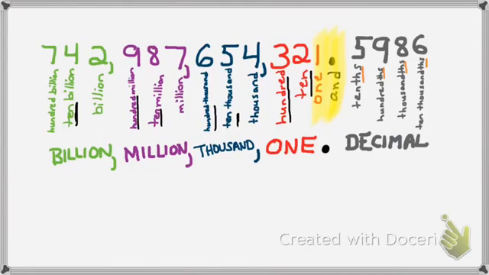And finally, we learned when reading the number, we focus in on our periods, ones, thousands, millions, billions, our decimals with their names, tenths, hundredths, thousandths, 10 thousandths, and we go ahead and read from left to right, period by period. 742 billion, 987 million, 654,321, and 5,986 10 thousandths.